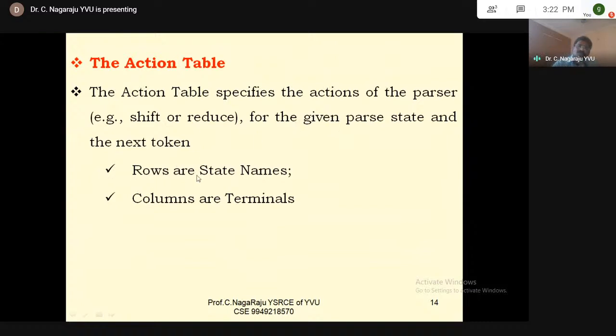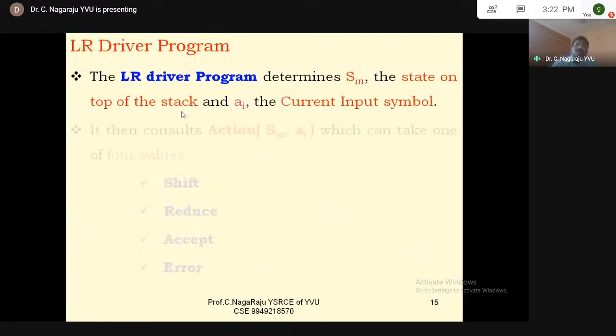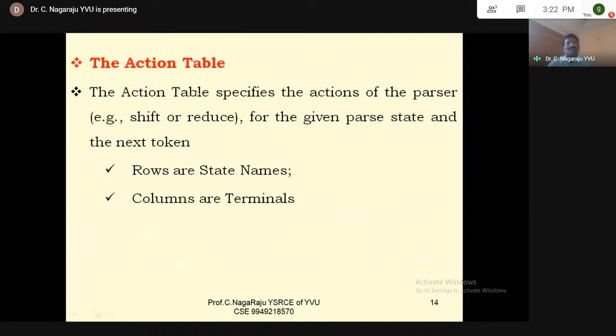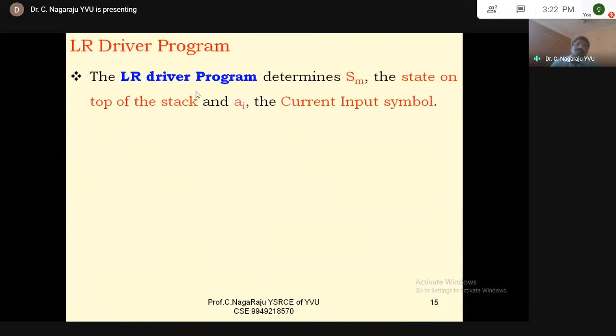This contains rows and columns. The rows are called state names and the columns are terminals. Let us show that. Here you see the LR driver program. Suppose you are using the parsing table, the action table. What operations can we perform on the action?